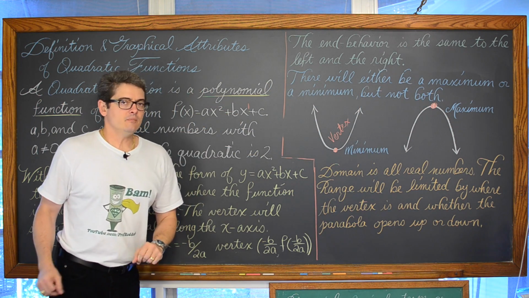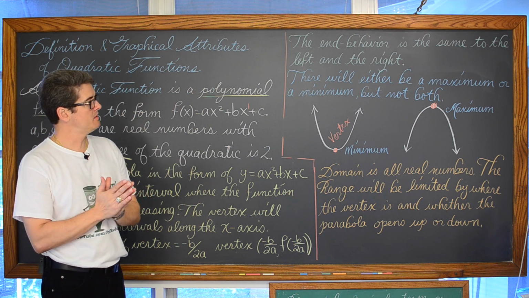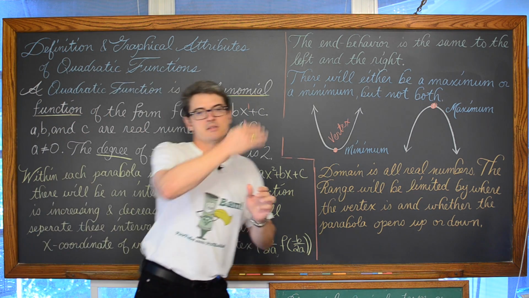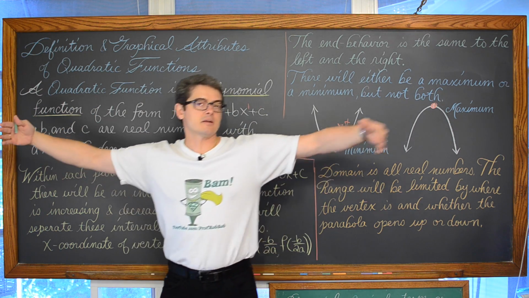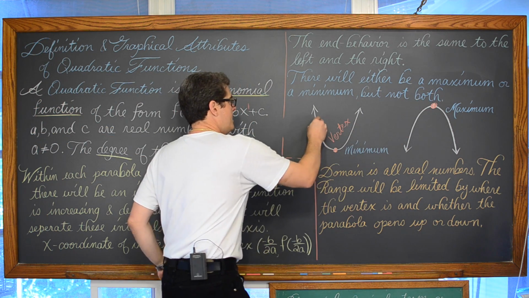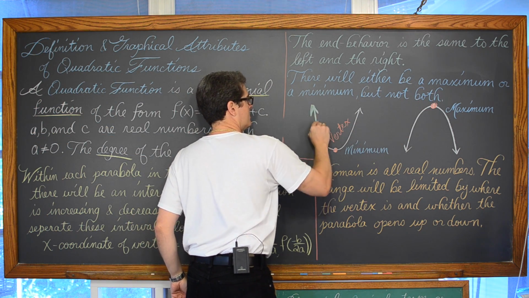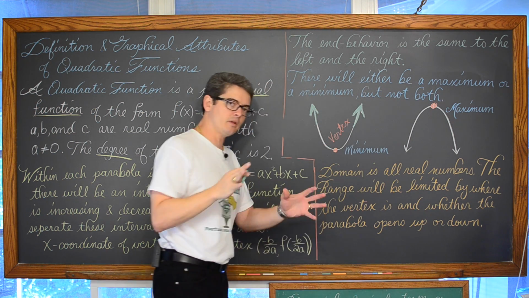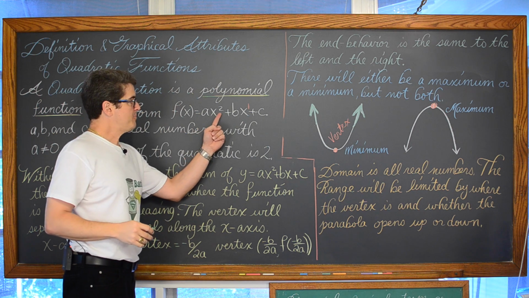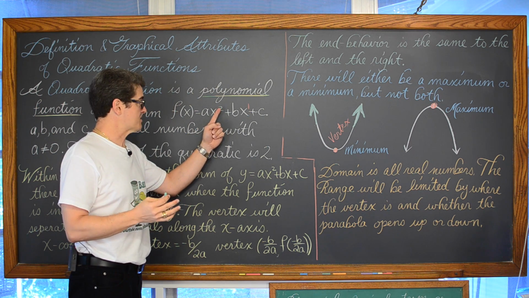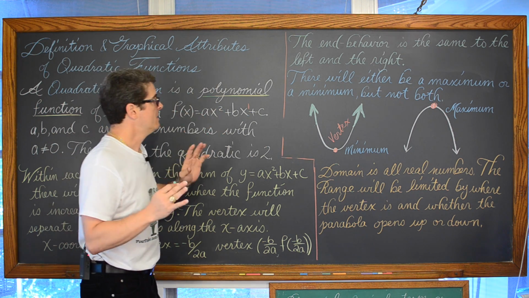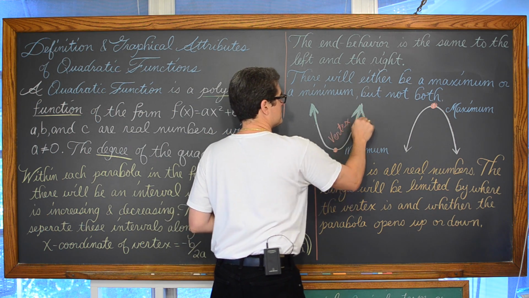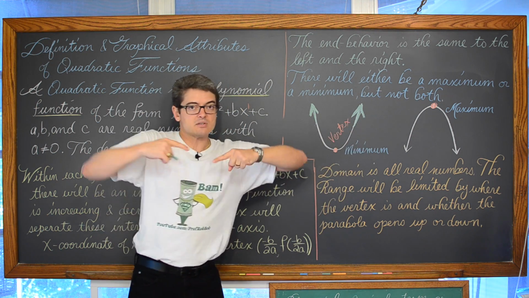The end behavior is the same to the left and the right. The end behavior: what's the graph doing as x goes to negative infinity and x goes to positive infinity? The end behavior on a parabola, and again, we're just in Algebra 1 and we're only looking at parabolas, but indeed any polynomial with an even degree, like 2, 4, 6, 8, 10, and so on, is going to go up to the left and up to the right. That means it's going to be the same.